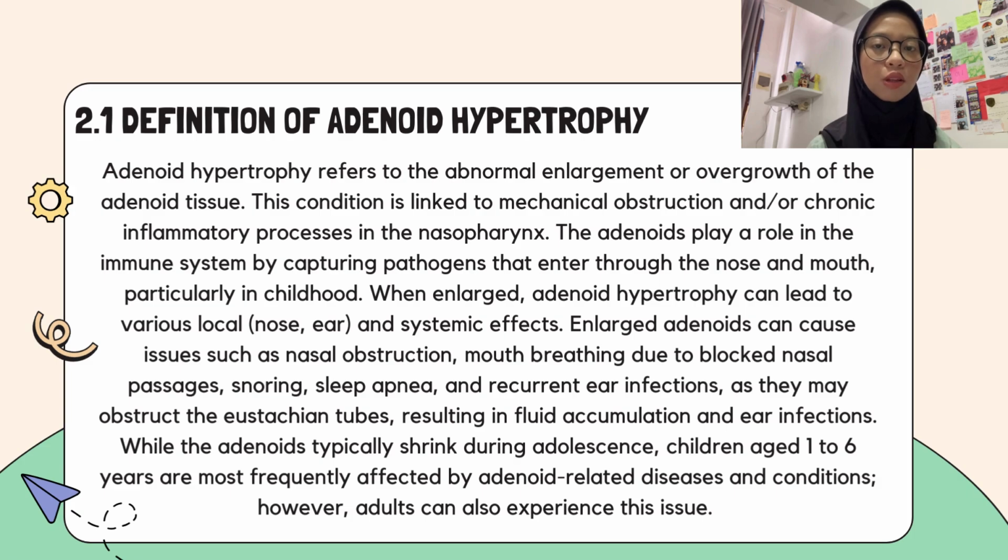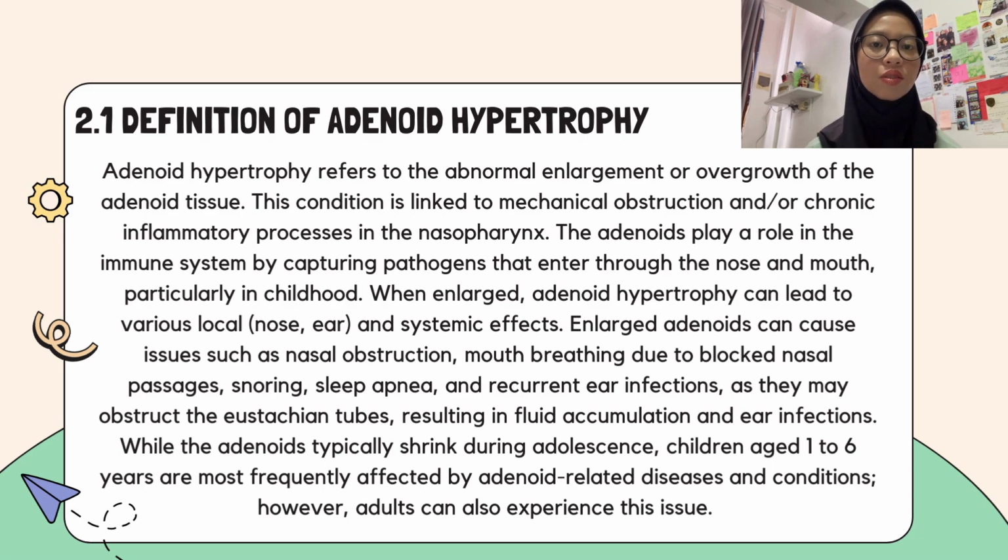I will explain about the definition of adenoid hypertrophy. So, adenoid hypertrophy refers to the abnormal enlargement or overgrowth of the adenoid tissue. This condition is linked to mechanical obstruction and/or chronic inflammatory process in the nasopharynx. The adenoid plays a role in the immune system by capturing pathogens that enter through the nose and mouth, particularly in childhood. When enlarged, adenoid hypertrophy can lead to various local (nose and ears) and systemic effects.